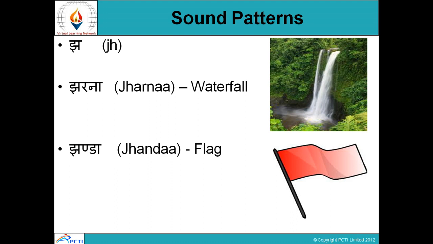Next is jharna. Jh. It's the sound of JH, that is jh. Say it again. From jh we have jharna. Jharna is what? It's a waterfall. You must have seen waterfalls. In India we have many waterfalls, water coming out through the mountains. Usually in hilly areas we have these kinds of waterfalls. It's called jharna, that means waterfall.